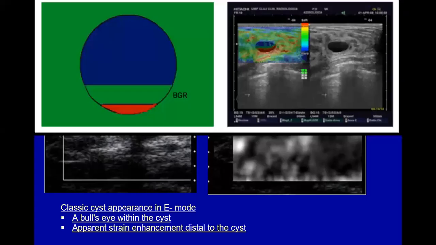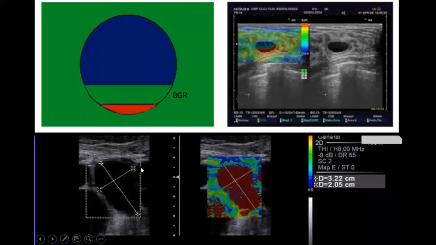And this we have seen earlier. This is the blue, green, and red artifact, BGR, but not always. You might see it like this. This is also a cyst, having the softest red color. Is it strain or shear wave elastography? Here, shear wave elastography?